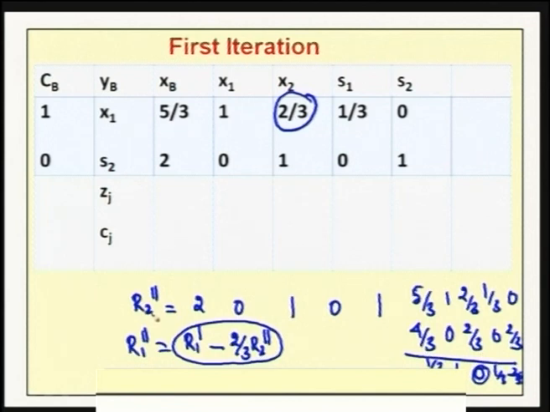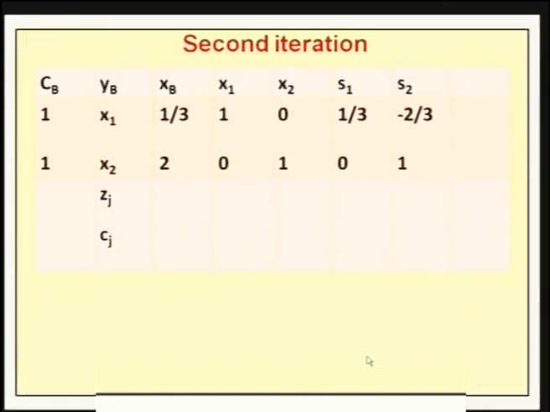So, by making use of the row elementary transformation, R2 dash as R2 and R1 double dash as R1 dash minus 2 by 3 R2 dash, this pivot element becomes 1 and this 2 by 3 becomes 0, which we display in the next table this way. See, the pivot element becomes 1 and the remaining element in that column as 0.